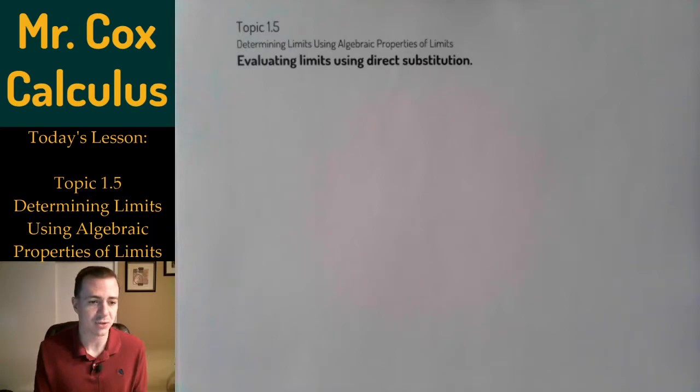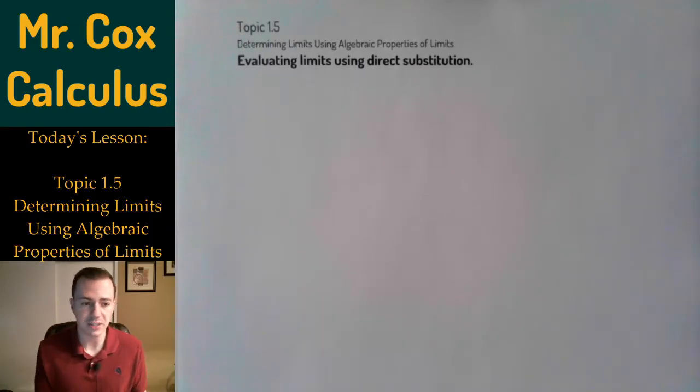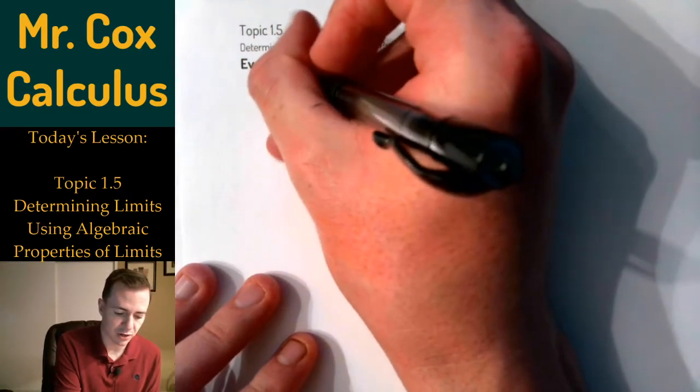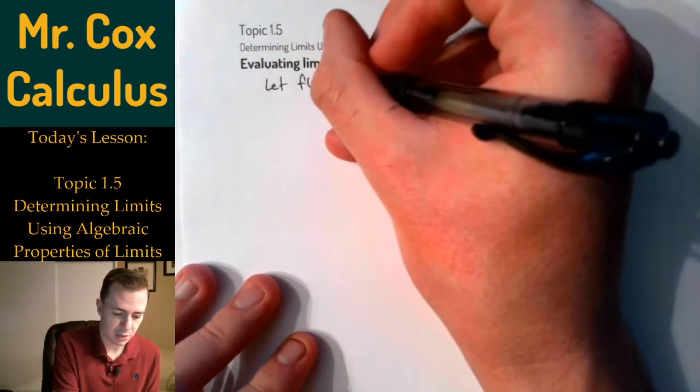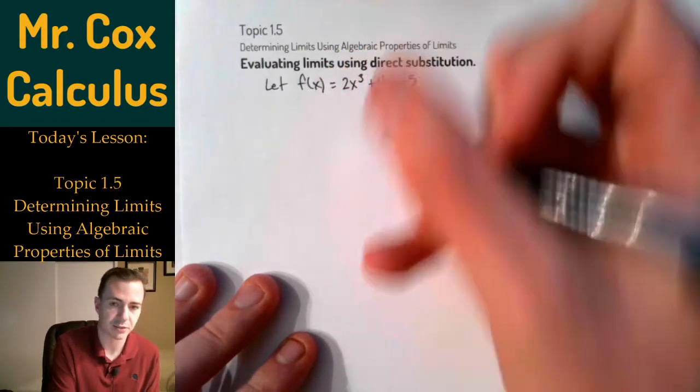I told you that this would give us something powerful. What it is going to give us the opportunity to do is, a lot of times, as long as a function is well behaved and doesn't have any irregularities to it, evaluate limits using the process of direct substitution. So let's watch this in action. Let's take a look at the function f of x equals 2x cubed plus 4x minus 5.